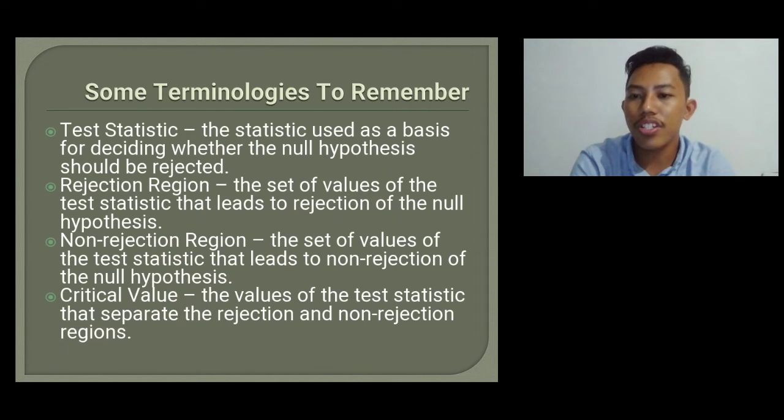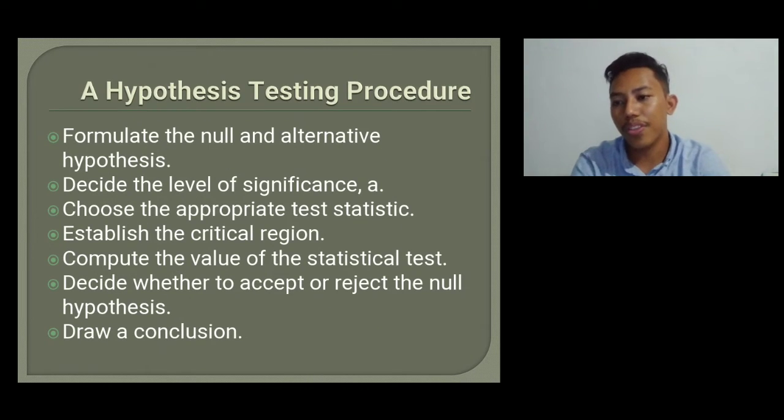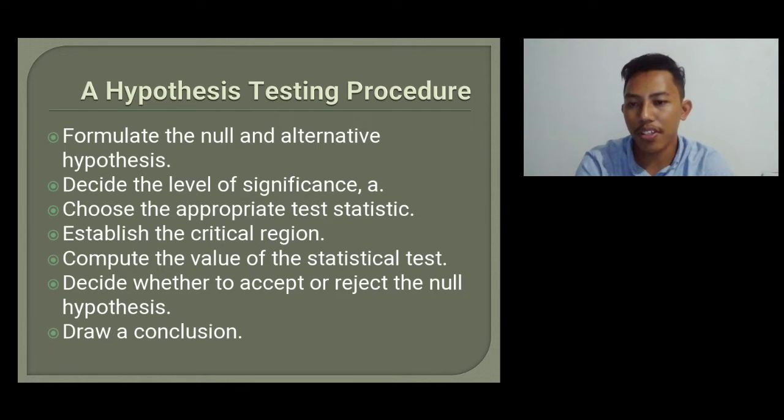So, some terminologies to remember. First is the test statistic: the statistic used as a basis for deciding whether the null hypothesis should be rejected. The next one is the rejection region, the set of values of the test statistic that leads to rejection of the null hypothesis. And the non-rejection region, the set of values of the test statistic that leads to non-rejection of the null hypothesis. The last one is the critical value, or the values of the test statistic that separate the rejection and non-rejection regions.